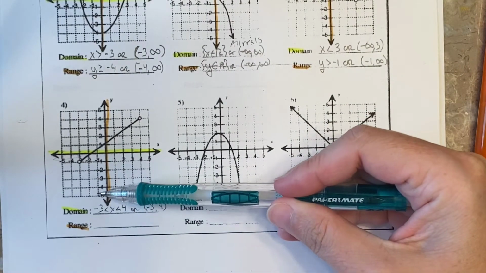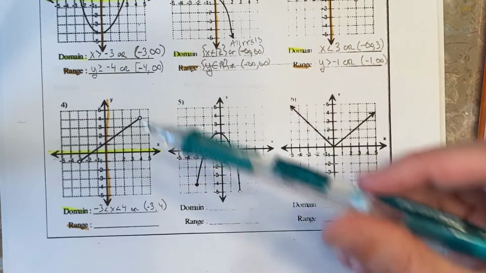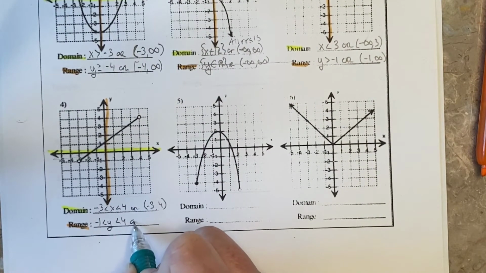Okay, down to up. So as I'm going up, I see -1, and it goes up to 4. So between -1 and 4. And this time, make sure it does say Y.